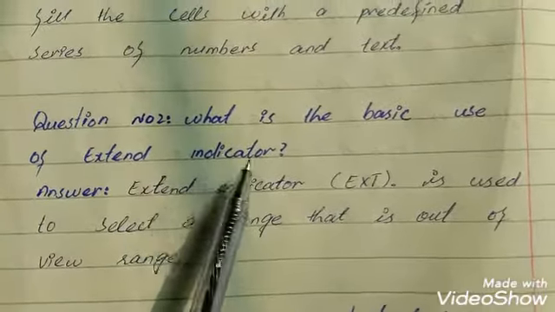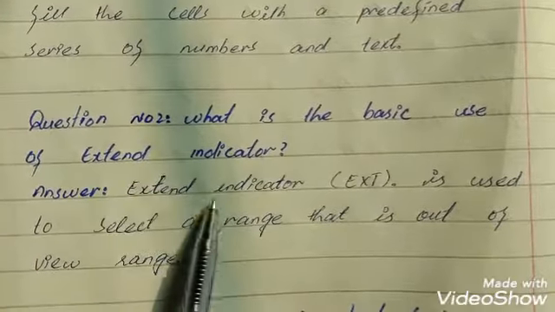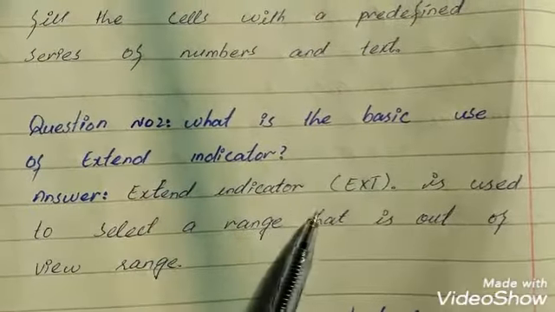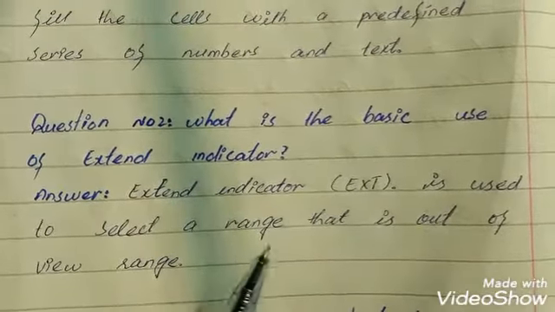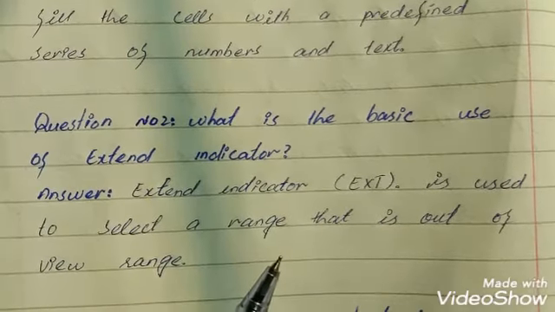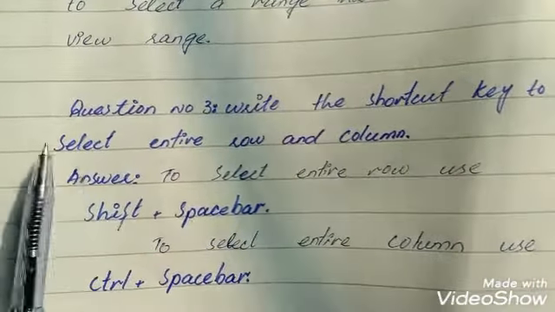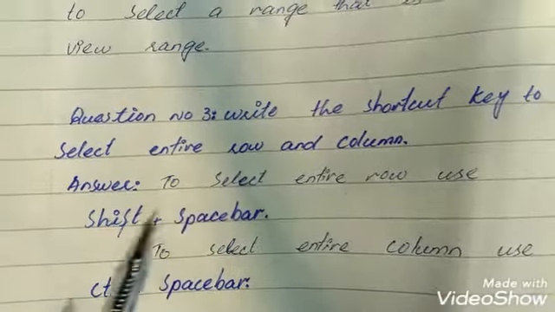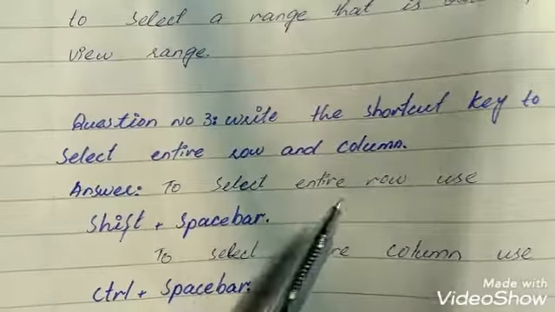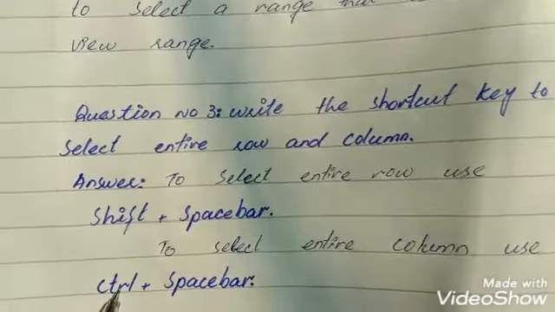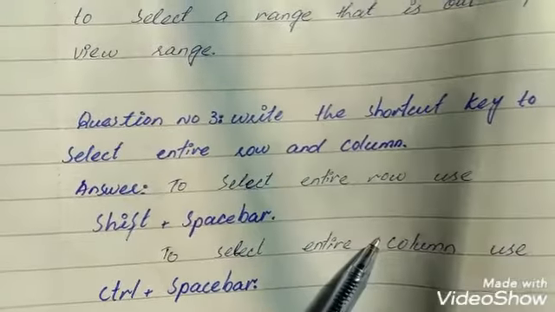Question number 2. What is the basic use of extend indicator? Answer: extend indicator is used to select a range that is out of view. Question number 3. Write the shortcut key to select entire row and column. Shift plus spacebar is used to select entire row, and Control plus spacebar is used to select entire column.